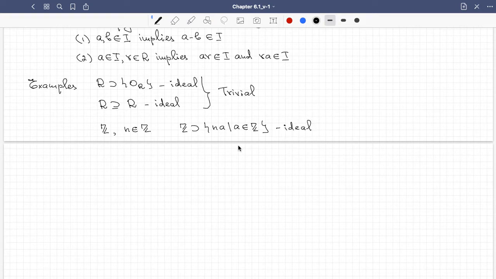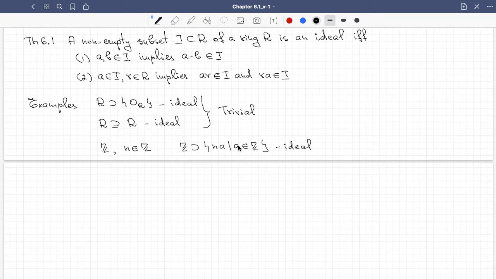It is easy to check again that the difference of two multiples of n is still a multiple of n, and if we multiply any integer by a multiple of n, we produce a multiple of n. So this is an ideal.